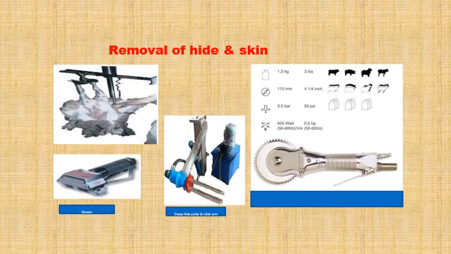Here we can see some instruments used for removal of the hide and skin, that is for flaying. There is a hide pulling device available for pulling the hide. There is a mechanical facility for helping in hide removal, and there are different kinds of special techniques and machineries used for removal of hide.